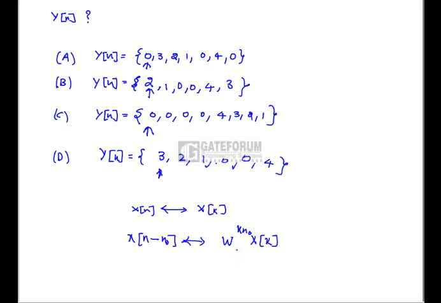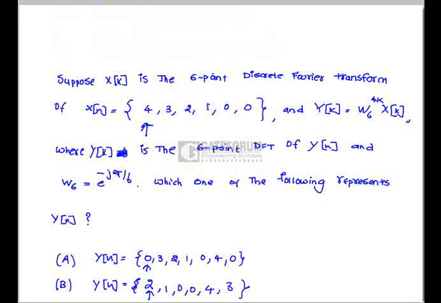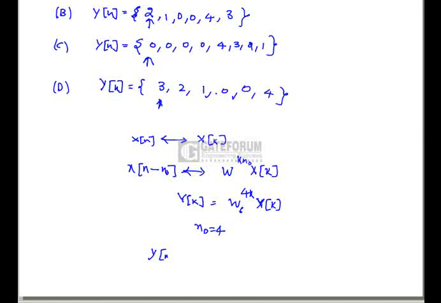So if we look at y of k, which is equal to w6 power 4k x of k, we will get to know that n naught is equal to 4. That means the original sequence is delayed by 4 units. We know that x of n is a periodic function. That's why the origin is represented with an arrow symbol at the 4. So if it is delayed by 4 units, we will get y of n as 2 1 0 0 3, which is option B is correct.